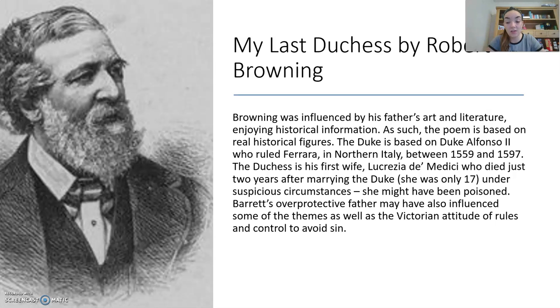The Duchess, his first wife, Lucrezia de Medici, probably pronouncing that horrifically wrong, died just 2 years after marrying the Duke. She was only 17. And she died under suspicious circumstances, so they think she may have been poisoned. Browning's overprotective father may have also influenced some of the themes, as well as the Victorian attitude of rules and control to avoid sin. Okay, so that's just a little bit of context there.